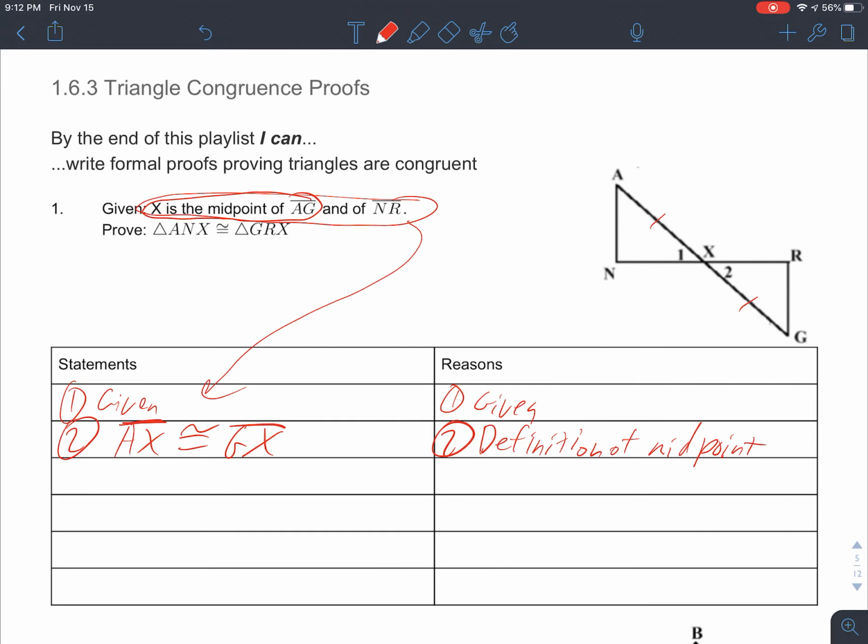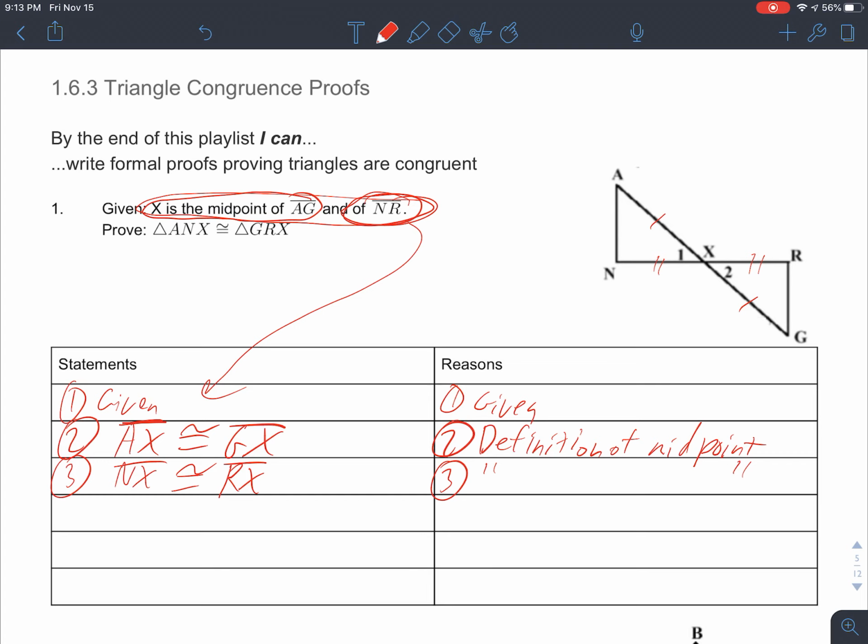Okay. And then the second piece of given information is that X is the midpoint of NR, right? That was kind of like two statements in one there. So that splits NR into two equal parts. And those two equal parts are NX and RX. So I can say that segment NX is congruent to segment RX. And that's also the definition of a midpoint. So I'm just going to use the little quote shortcut. And so I've used up the given, and I have two pairs of congruent sides.